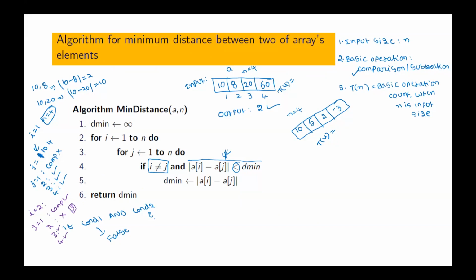When i equals 3, it also performs 3 times. When i equals 4, 3 times. So what is that 3? Is it possible to write it as n minus 1, where n is 4? Yes, it is n minus 1. That means for each value of i, this comparison operation is performed n minus 1 times.